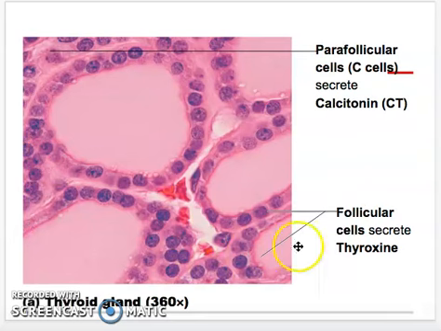Here's a slide of the thyroid, and we see these follicles. Lining these follicles are these cuboidal cells called follicular cells, and those are the cells that make thyroxine. In between the follicles are the parafollicular cells, and those are the ones that secrete calcitonin.